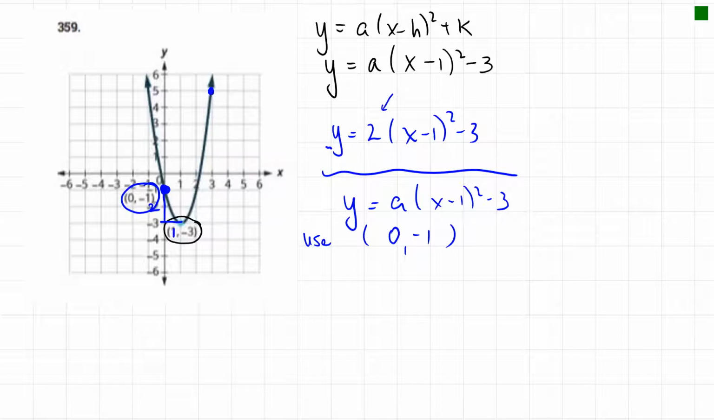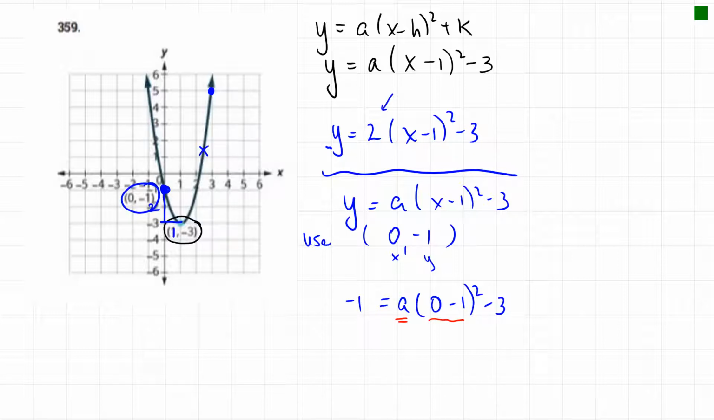This one would be a good one because it lands on whole numbers, for example. This one would not be because it's really hard to read off the coordinates of that one. But nevertheless, they're giving me (0, -1), which is the y-intercept, and I'm going to use that. So this is my x value and my y value for the point. So I'm going to plug those values into my equation, and I have -1 equals a(0 minus 1) squared minus 3. And now notice that I've got only one unknown, which is the a, which I have to solve.